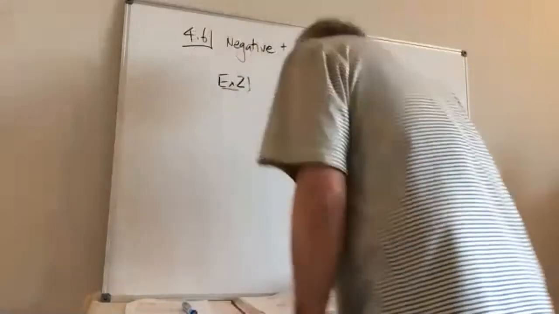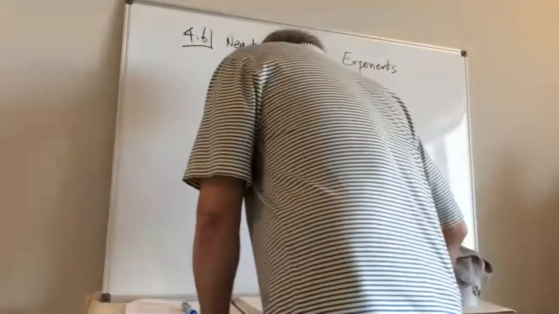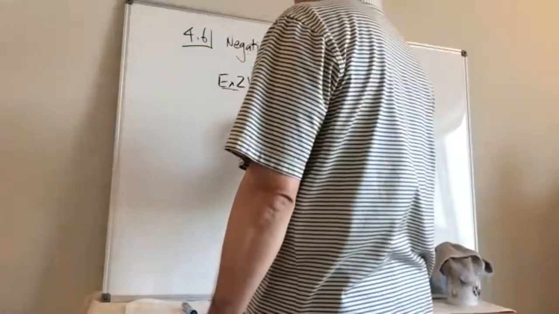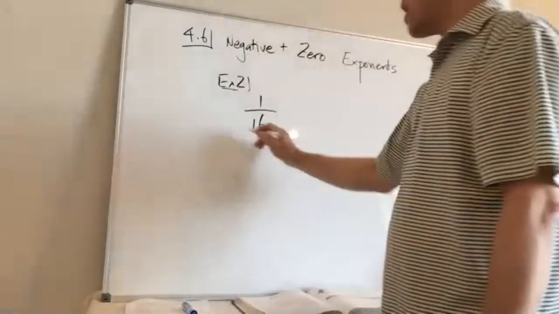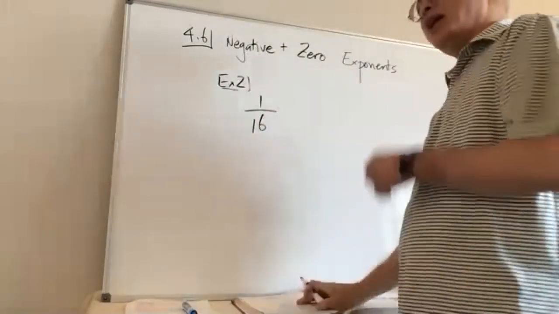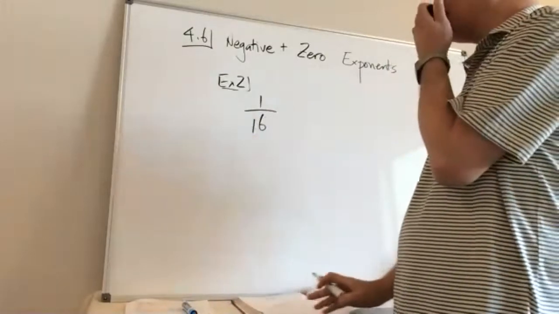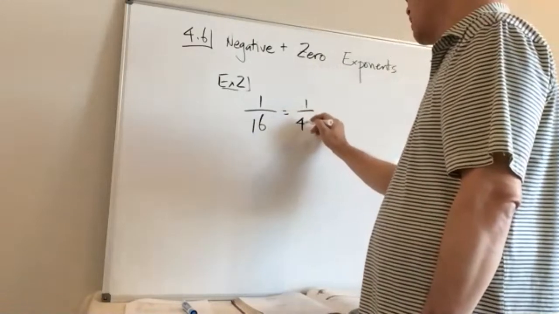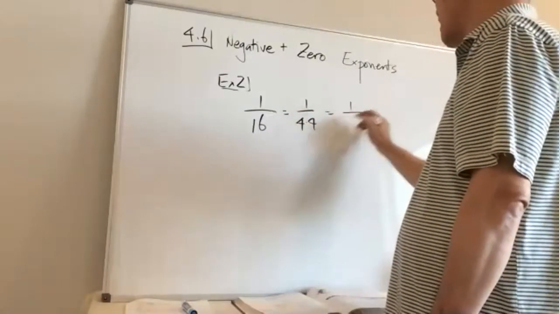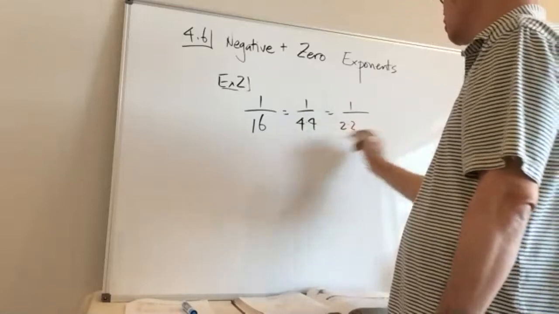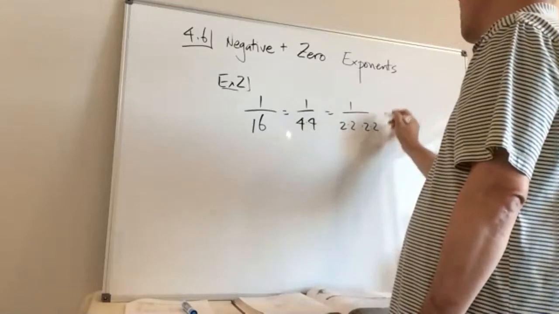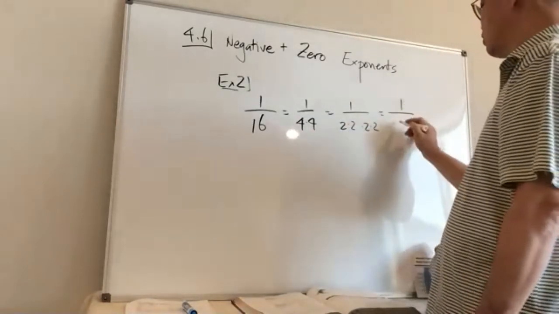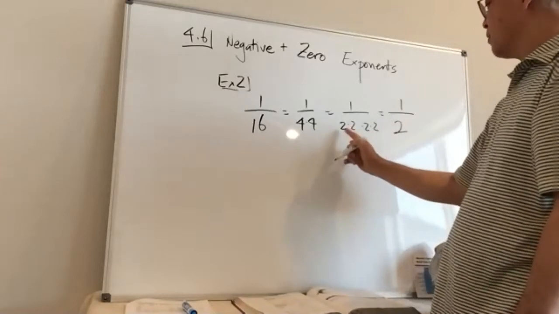Okay, example number 2. Write the expression without using a fraction bar. So 1 over 16. Somehow I need to put this into an exponent form, right? So 16 is equal to 4 times 4, which is the same as 2 times 2, and this 4 is 2 times 2. So it is 1 over 2 to the what power?